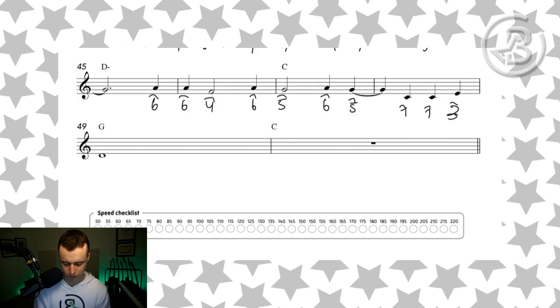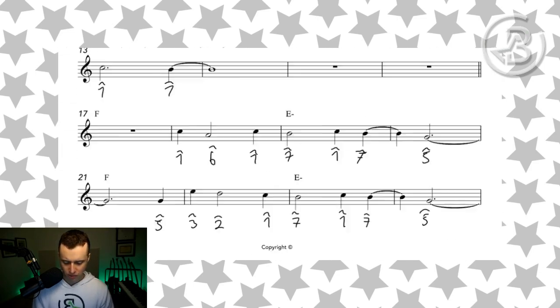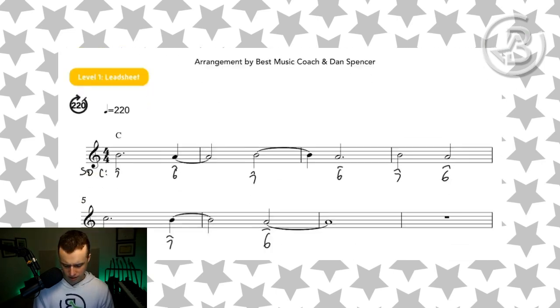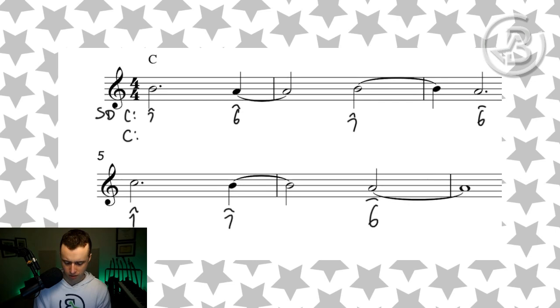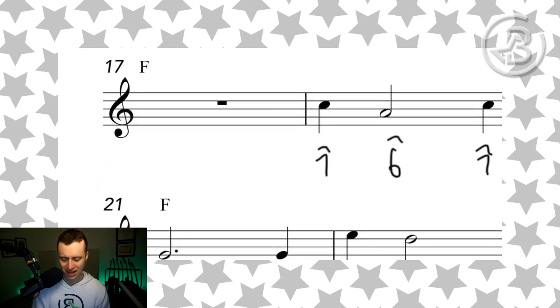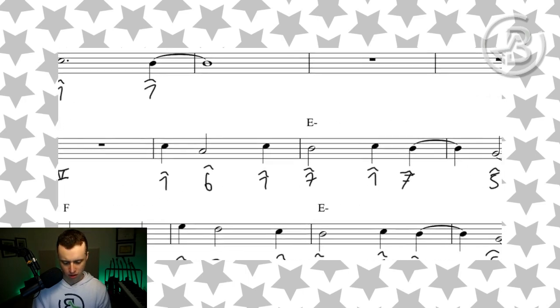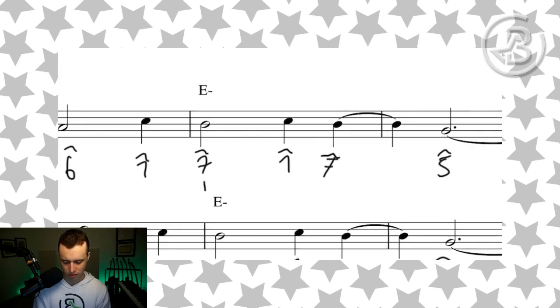Oops, I almost wrote that as a 2. And that's because the next one was a 2. All right, let's go back and do the Roman numerals. So first we write our key. Then we write our first Roman numeral, Roman numeral 1 for C. And then there are no chords until we get to measure 17, which is an F. Then we write our 4. And then in measure 19, we have an E minor, which is going to be our 3.